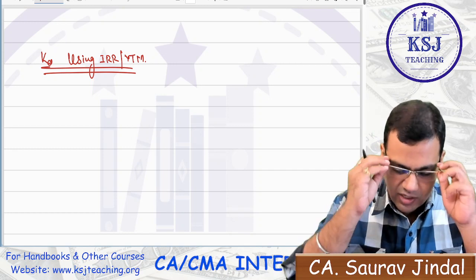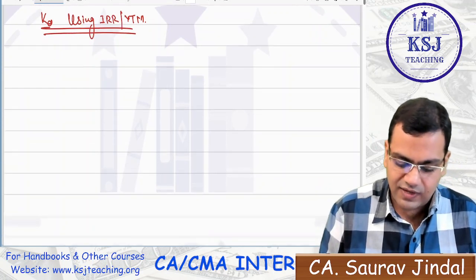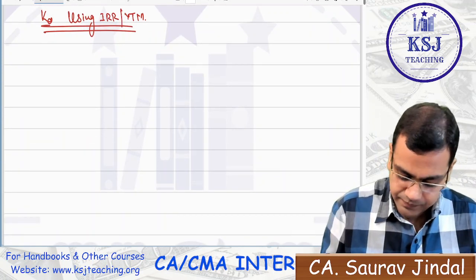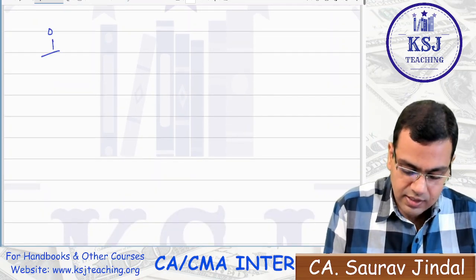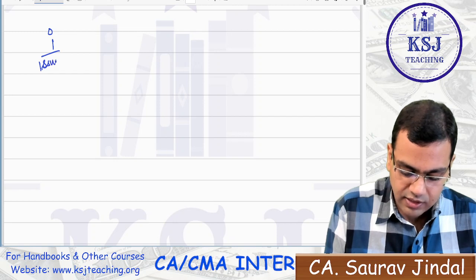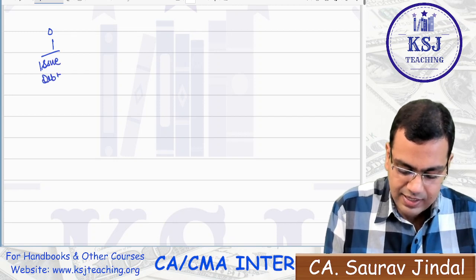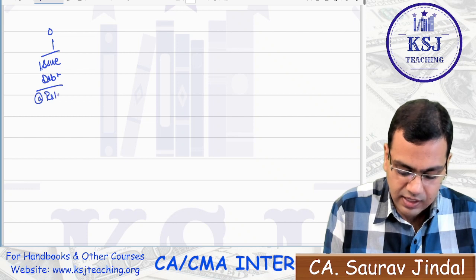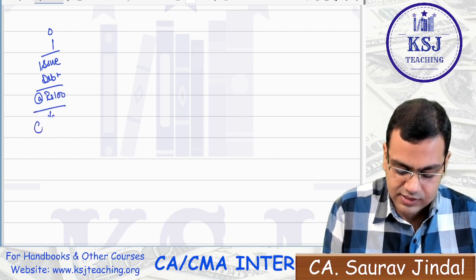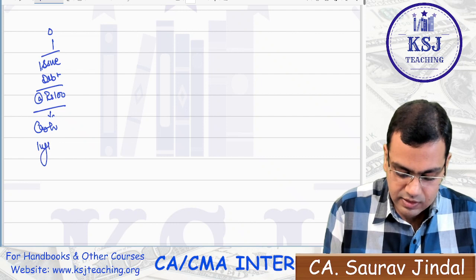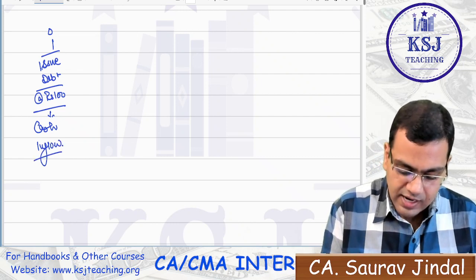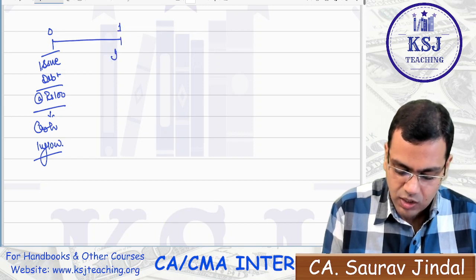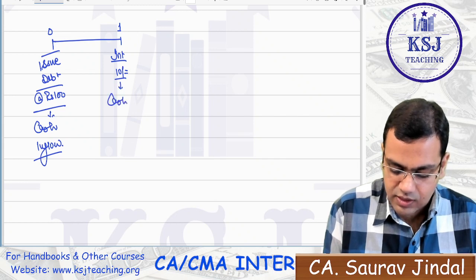Now, what is going to be the scenario here? Listen to it very carefully. At zero period, you are issuing the debentures, let's say at the rate of rupees 100. This is now your cash inflow. When you issue the debentures, you will have a cash inflow of 100 rupees. Now, at the end of the first year, you will pay interest. Let's say 10 rupees is the interest. This is your cash outflow.